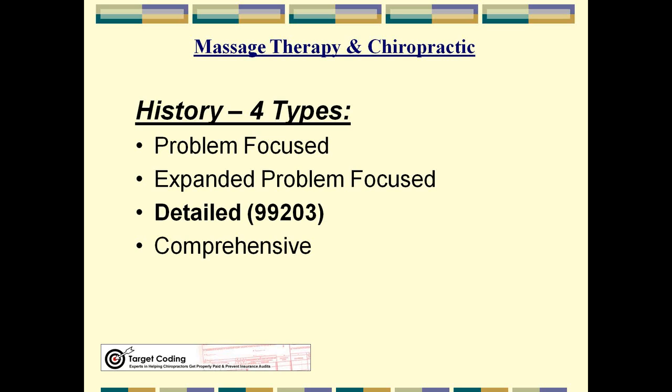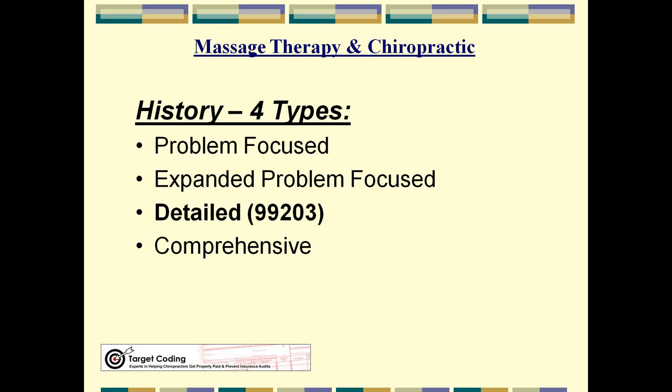So let's just talk a little bit about the detailed exam. You see it on your screen there. Detailed is 99203. So, well, I can tell you 99203 is the most commonly billed new patient CPT code. Now I'm talking about MDs, the osteopaths, chiropractors, all the providers, nurse practitioners. You put them all together. Those are the doctors that bill E&M codes. Well, 99203 is the most commonly billed.